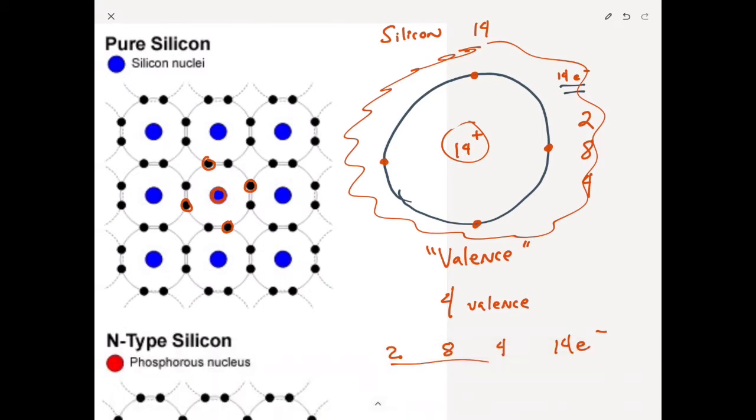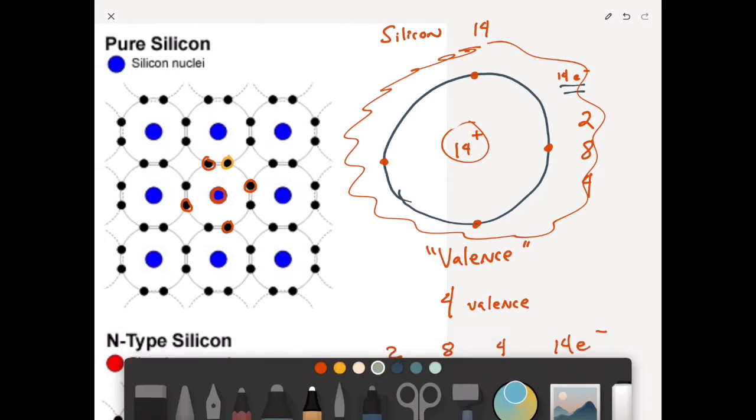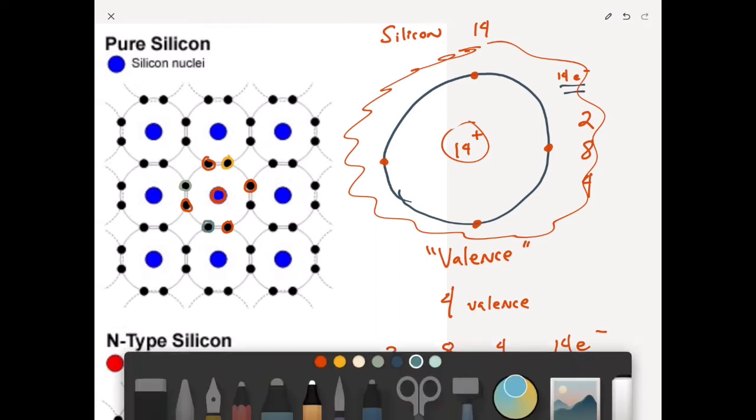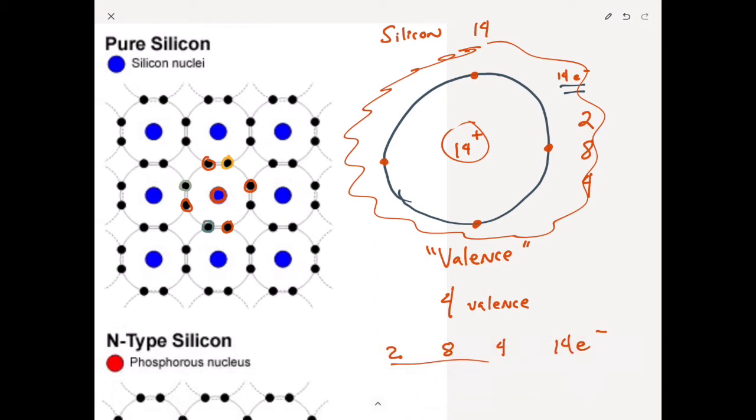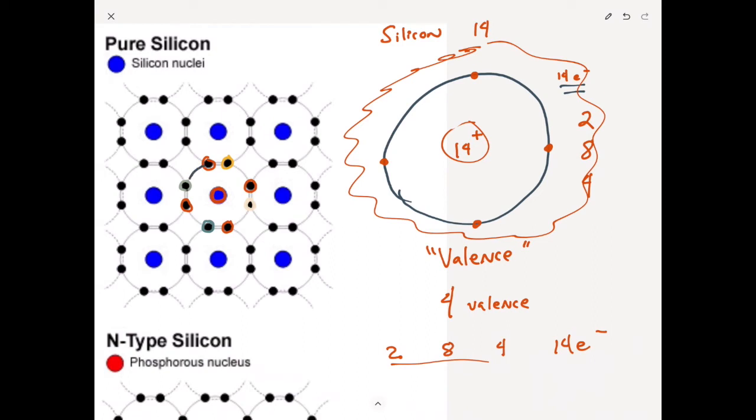Well, you can see that the atom at the top is contributing one of its electrons to the central atom. The one to the left is contributing 1 to the central atom. The one to the bottom is contributing 1 to the central atom, and then the one to the right is contributing 1 to the central atom. And what's cool about that for the central atom is that it now has a full 8 electron complement in its outermost layer.